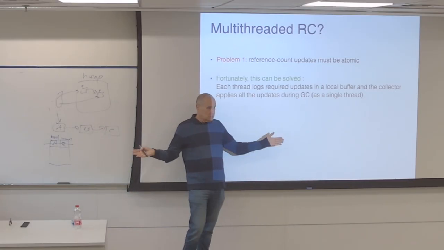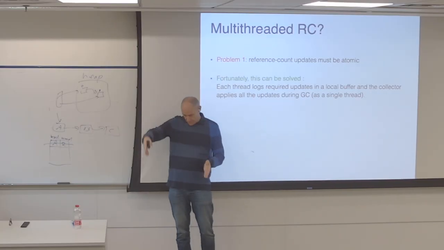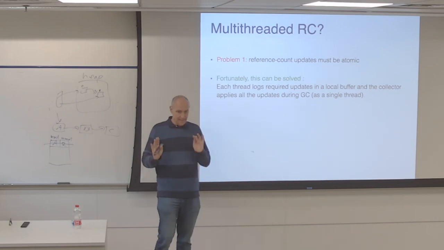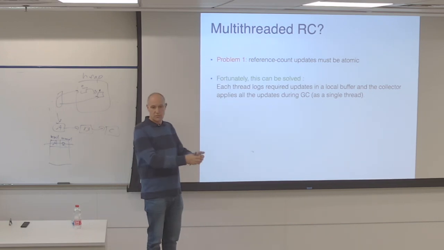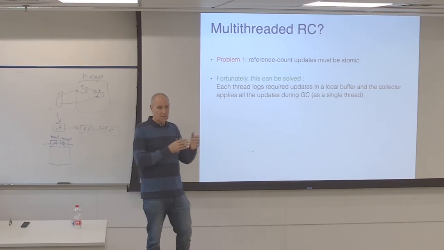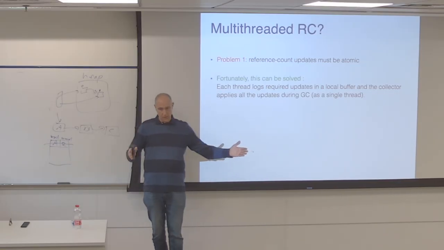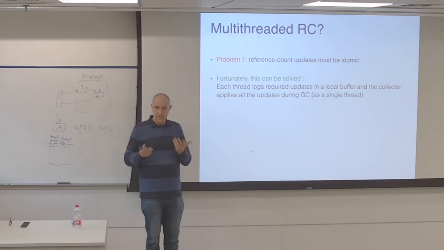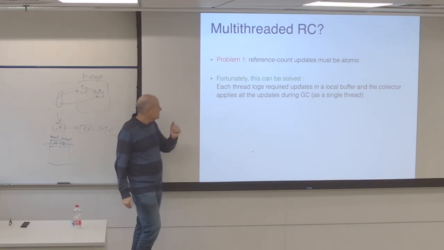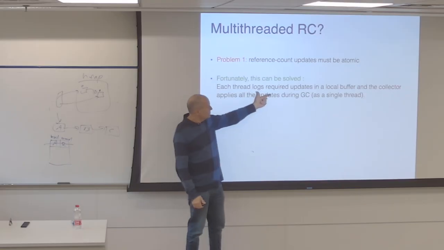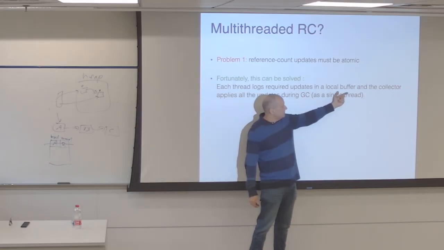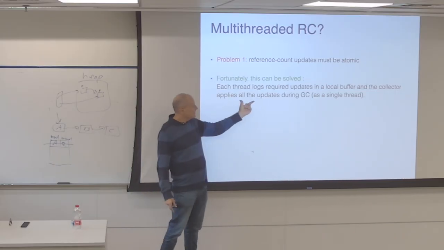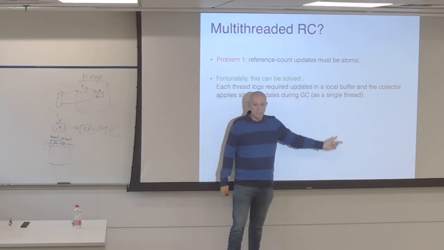Now, we don't reclaim objects all the time. We have specific times where we do a garbage collection, and then we take all the instructions of the threads that were given before we did garbage collection, and we just execute them. So each thread just logs the required updates in a local buffer. And when the collector wakes up, it applies all the updates during the garbage collection.